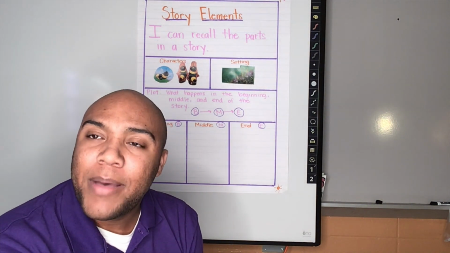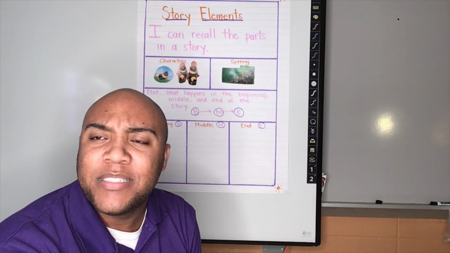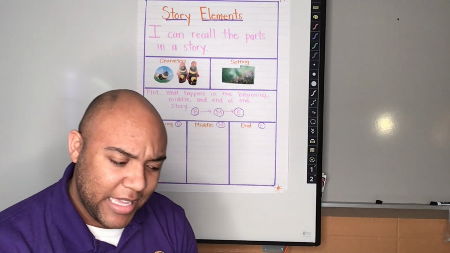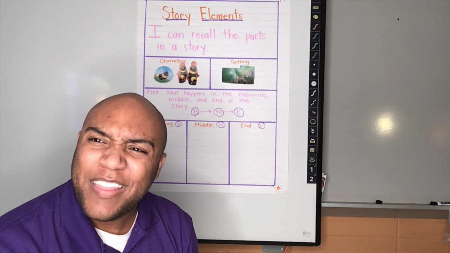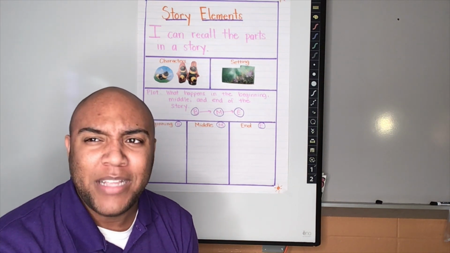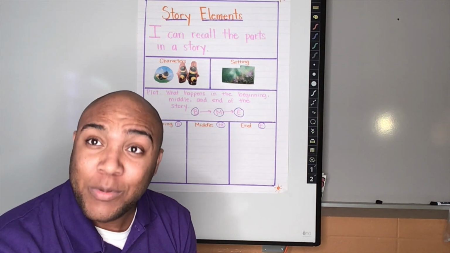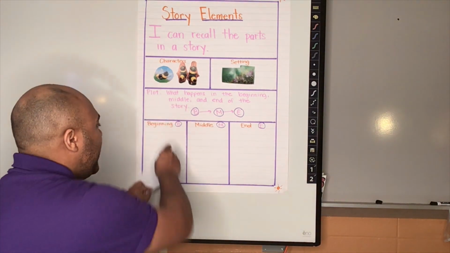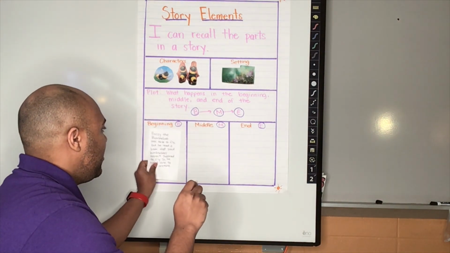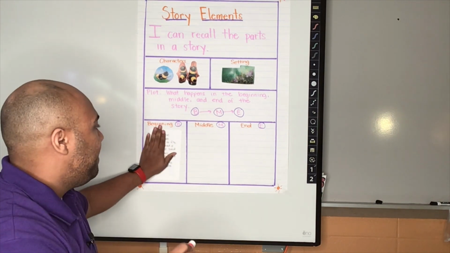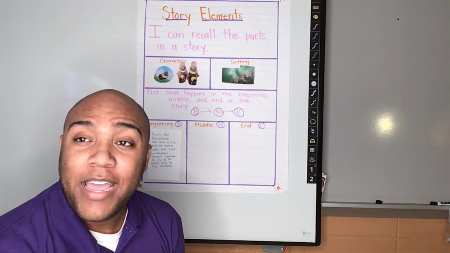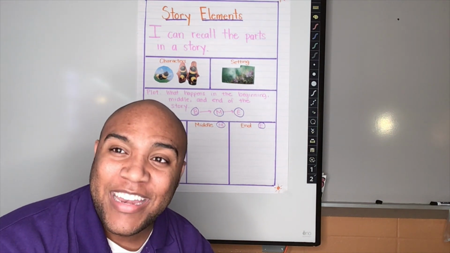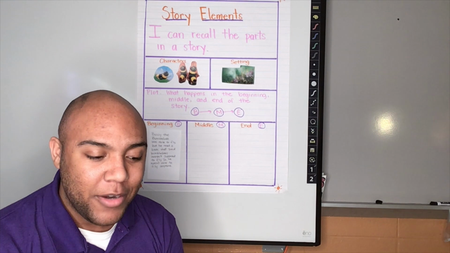Now, let's talk about the plot. Remember, the plot is what happens at the beginning, middle, and end of a story. So let's think. In the beginning, Buzzy had read that book that said bumblebees weren't made to fly. But before that, he was able to fly successfully. So let's put that down as the beginning of the story. Buzzy was able to fly at the beginning, but then he read that book and he wasn't able to fly anymore.